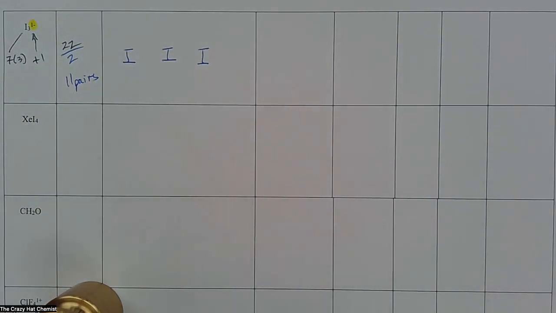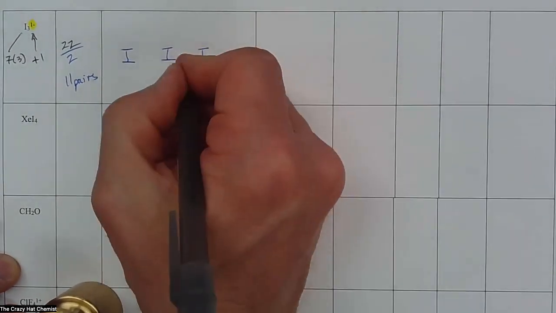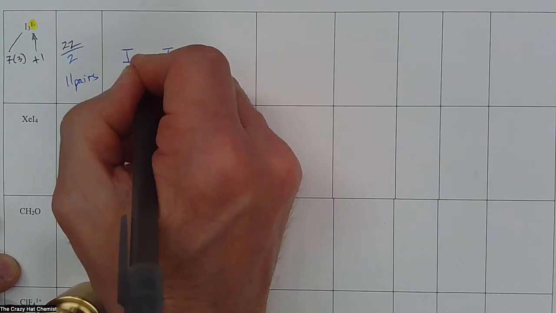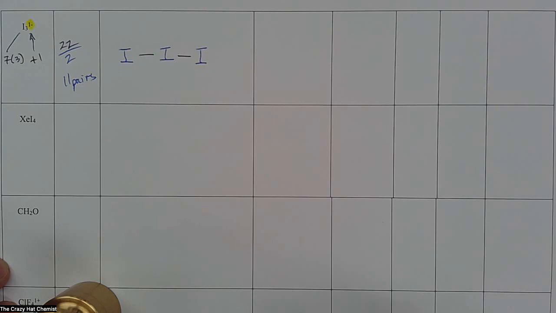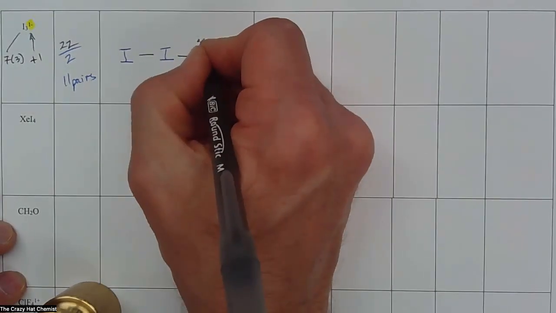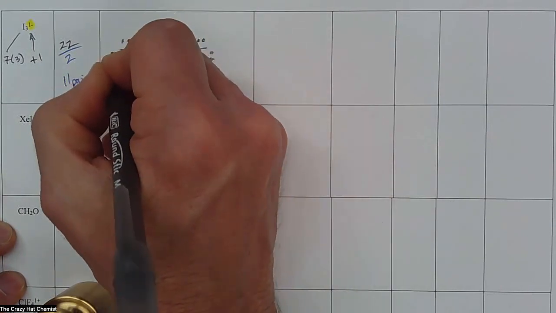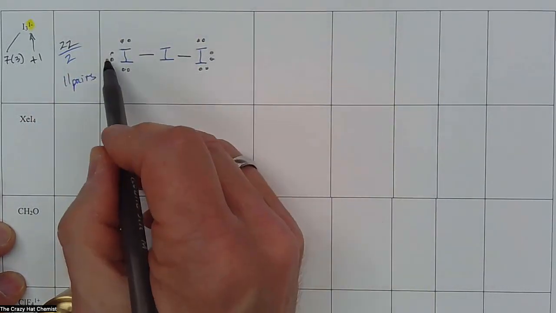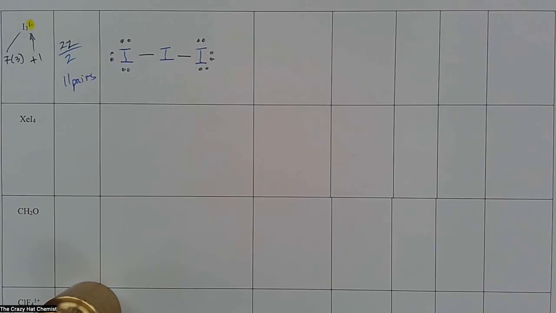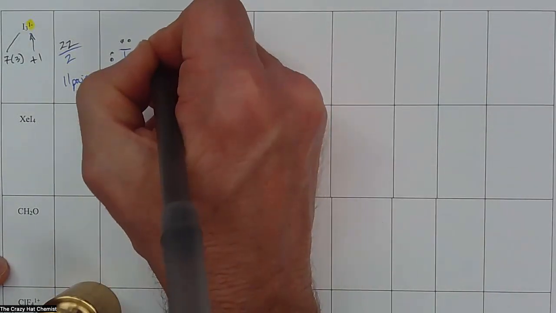So my rules are to place bonding pairs of electrons between the central and the outside element. My next rule is to place lone pairs of electrons on the outside elements. So that would be one, two, three, four, five, and six. So thus far, I have drawn one, two, three, four, five, six, seven, eight. So I have three more pairs yet remaining. Those three pairs are going to go on the central element.